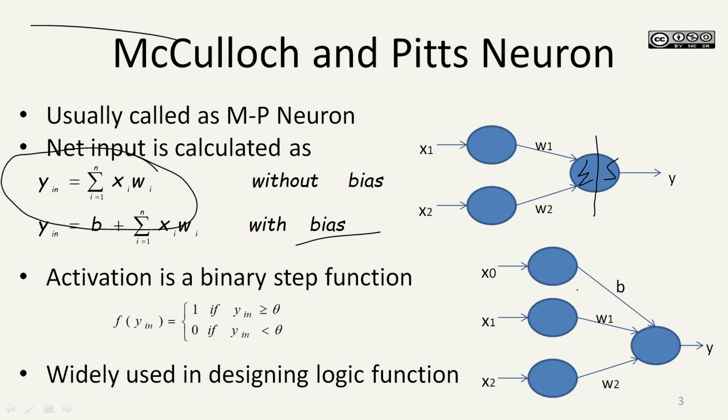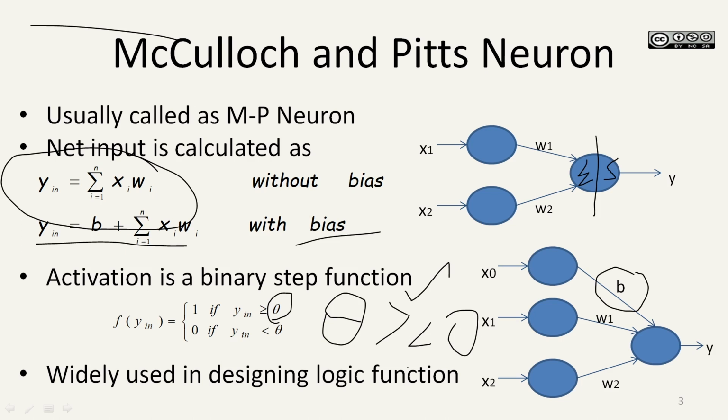In case I add a bias, some standard weight value, then the formula will be Y_in is equal to b, that is bias, plus, as usual, the summation weighted sum value. In this particular neuron, the activation function followed is a binary step function, that is, we have a threshold value theta, and we have to decide based on whether the input is at or above theta, or less than theta.